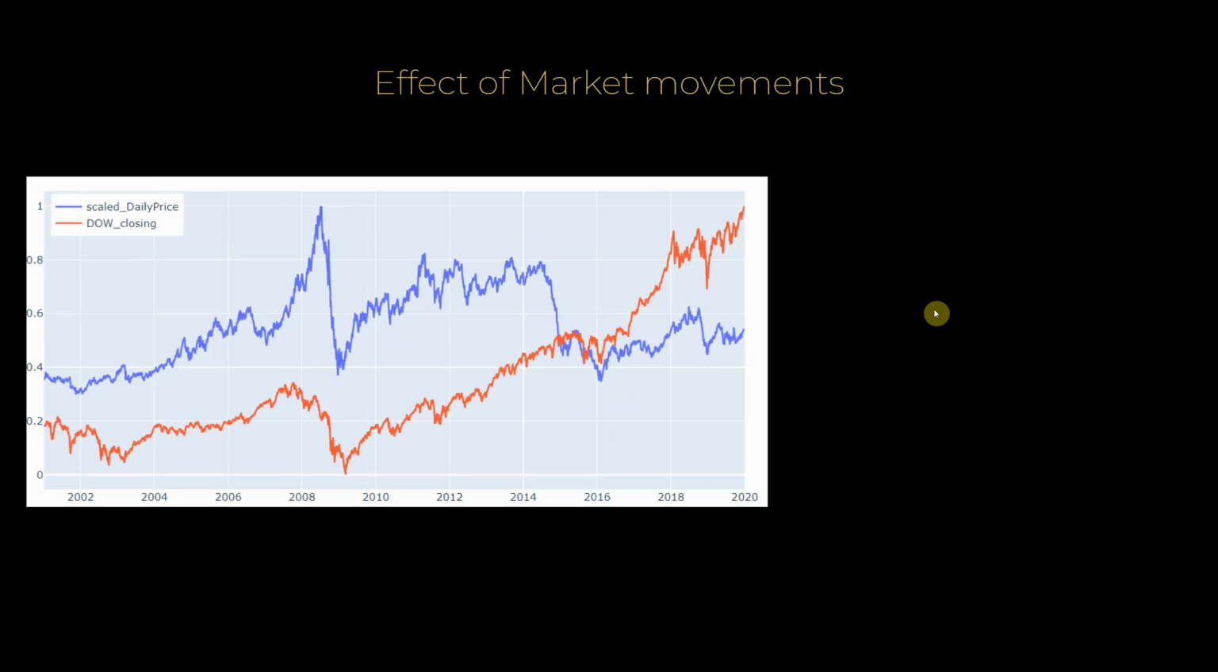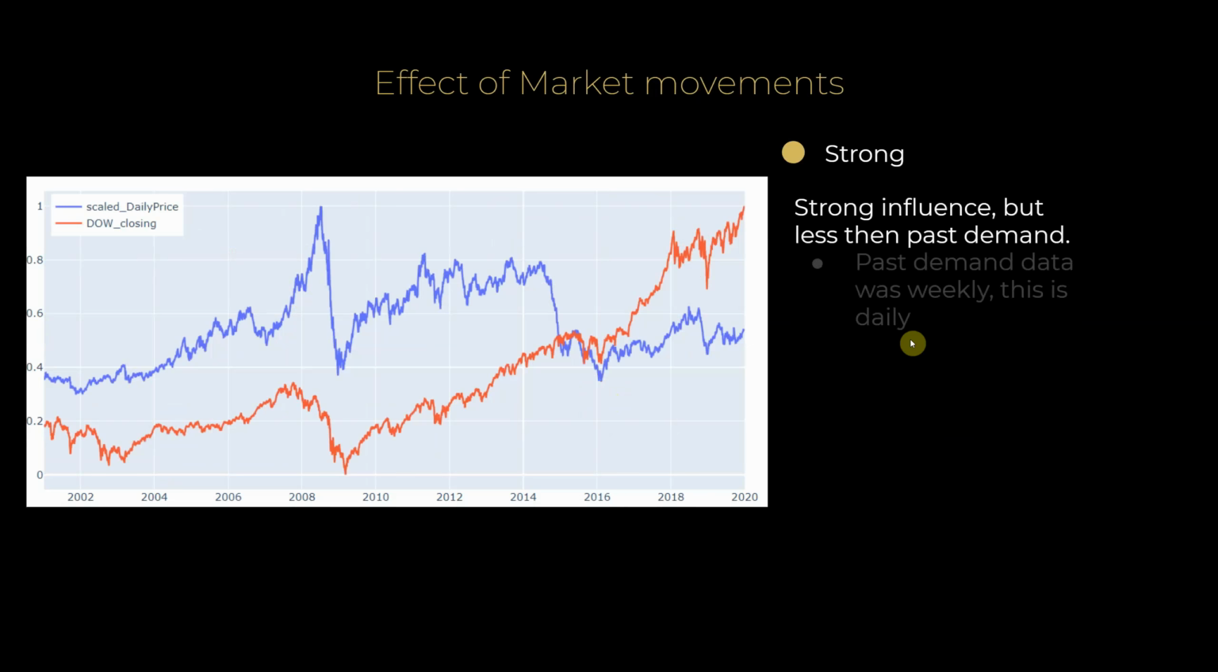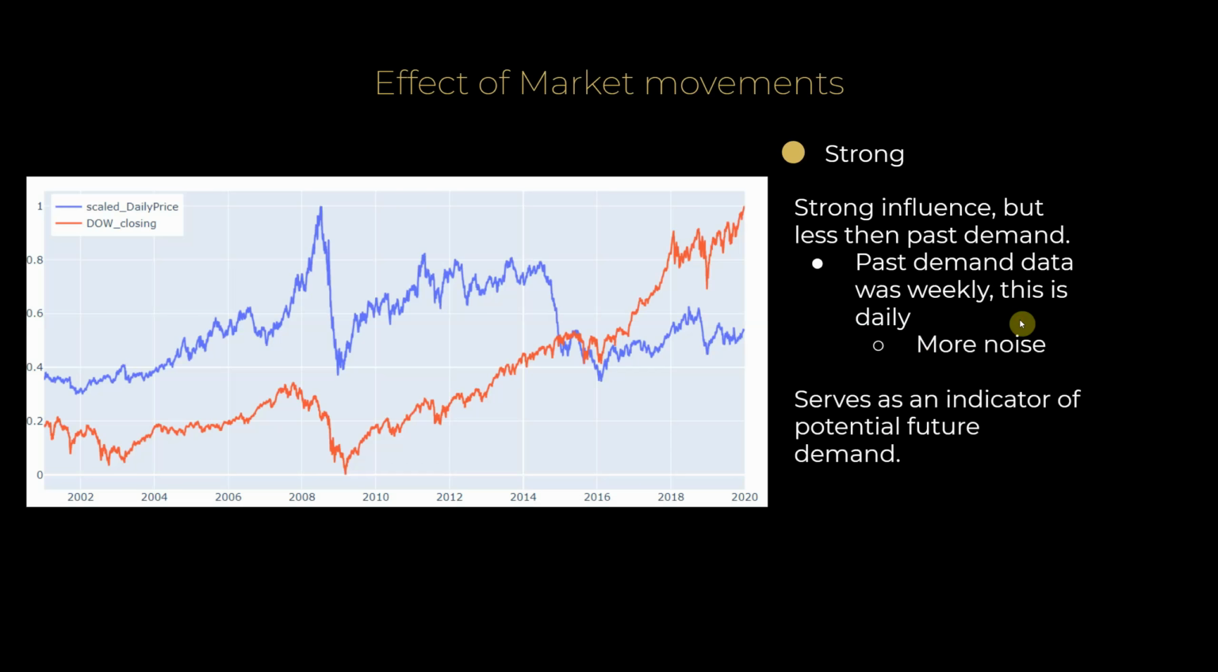What about the Dow Jones? Well, that was kind of in the middle. It was strong, but it was less than past demand. And as I mentioned, demand data was weekly, and it was for the past. So I think one reason why this was a weaker effect is that there's more noise to the Dow data, whereas the demand data is more directly related to the price, whereas the Dow may not have a direct or an immediate impact.